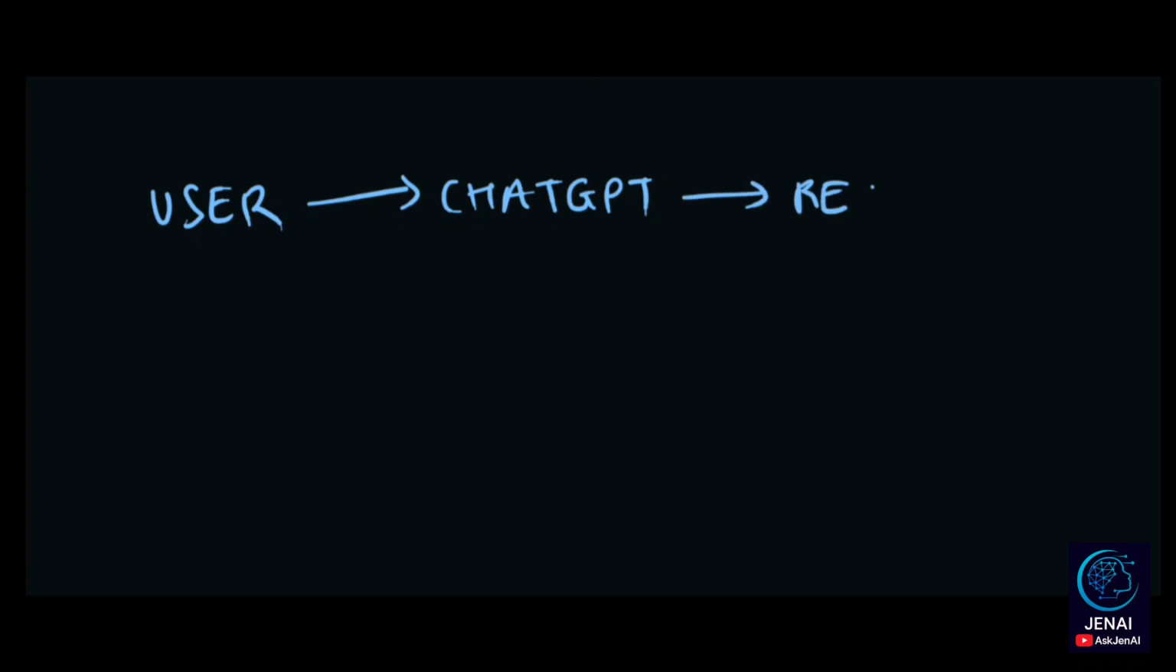Let's start with the architecture most AI applications use today. A user sends a prompt. The language model processes that prompt, and a response is generated. This architecture works well for tasks like answering questions, generating content, or summarizing text.